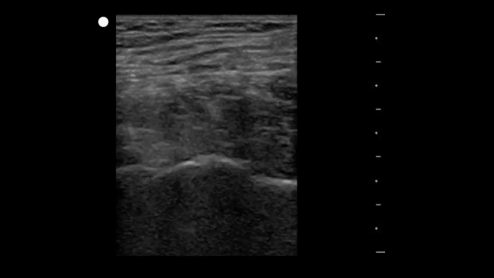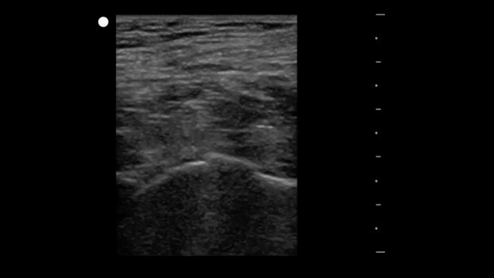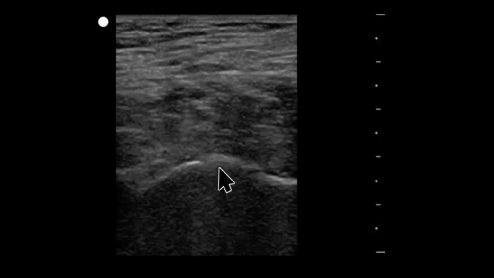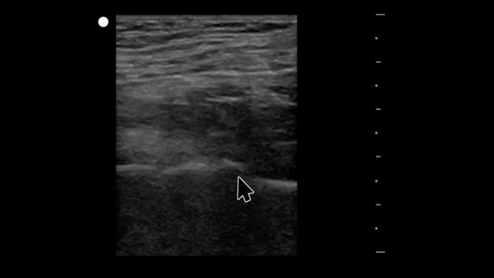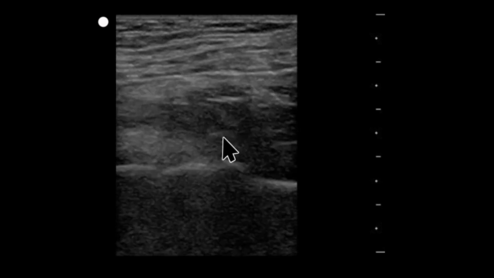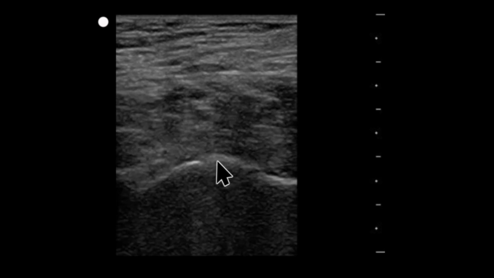The care provider subsequently performed an ultrasound and found a discontinuity here, right along here. This is her femoral head and femoral neck. This is what a fracture looks like on ultrasound.